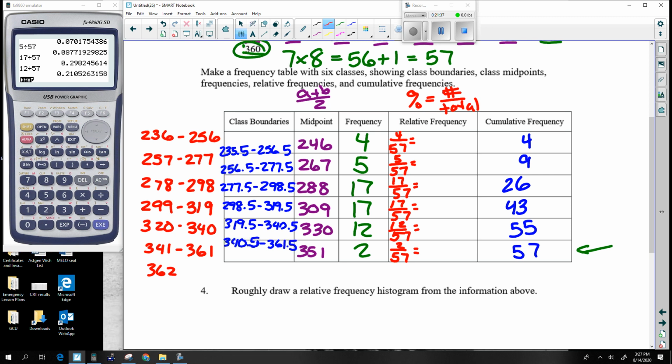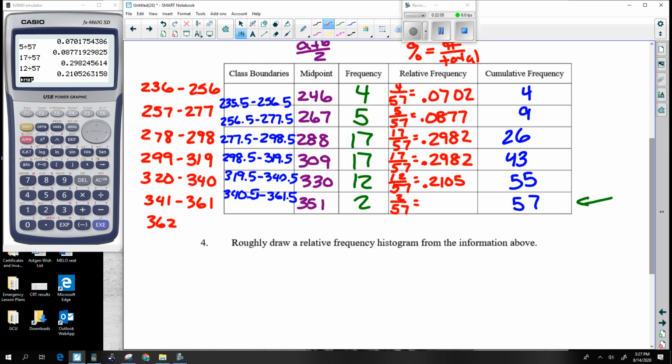So 4 out of 57, 0.0702. Make sure you round your numbers. 0.0877. 0.2982. Okay, this is the same thing, so it'll have the same answer. And then 12 out of 57, 0.2105. And then last but not least is that 2 out of 57, 0.0351. Cool.